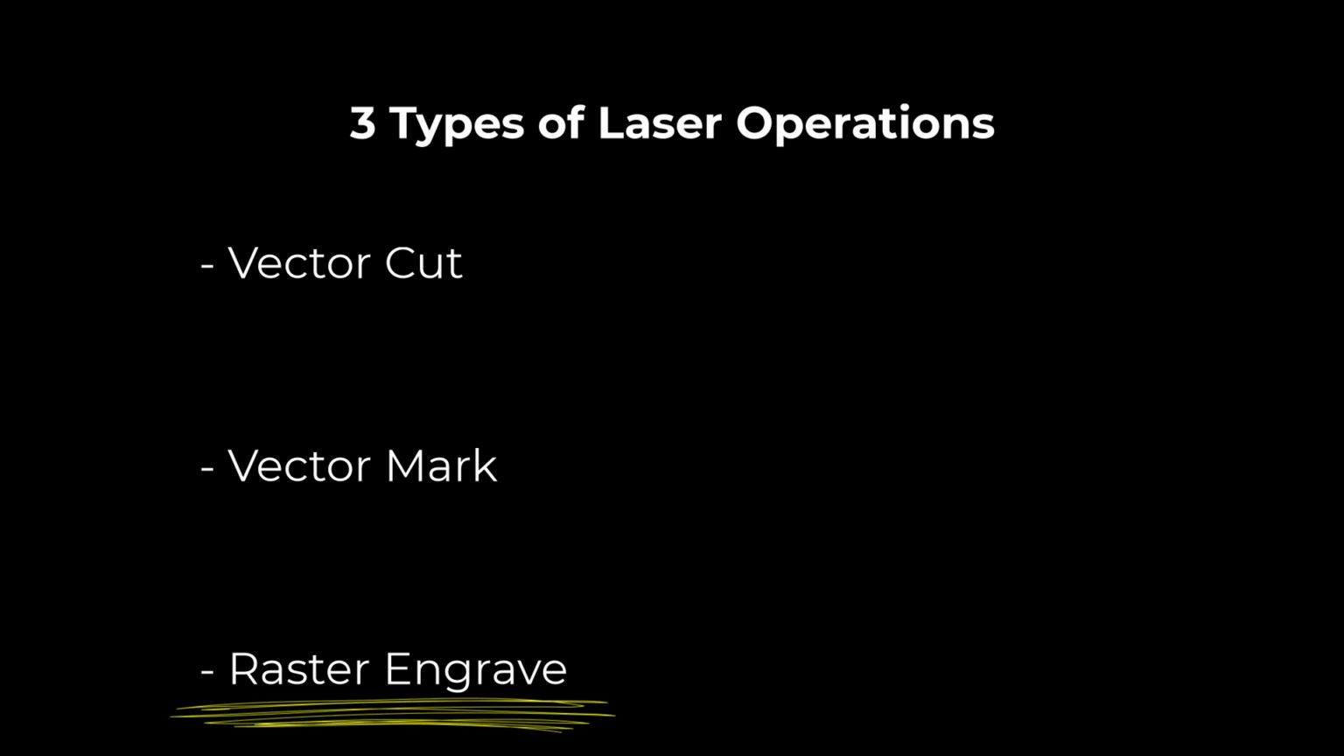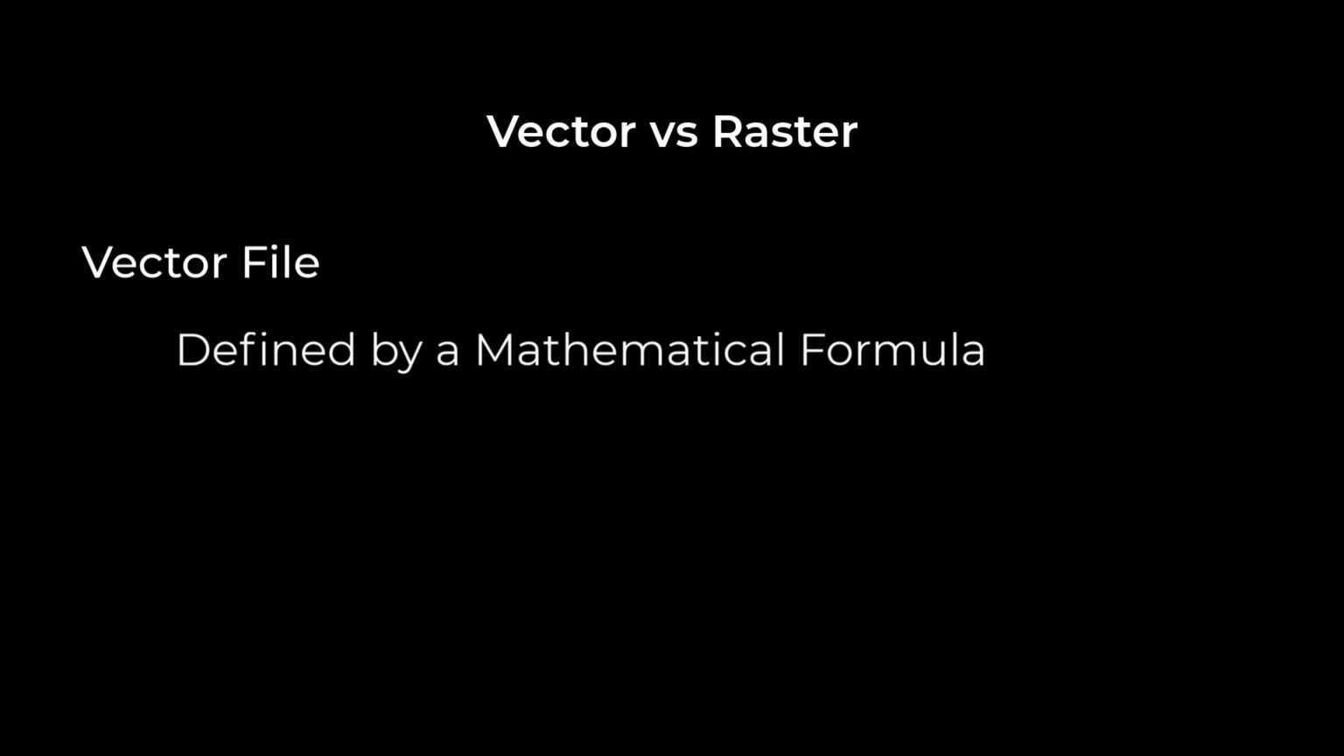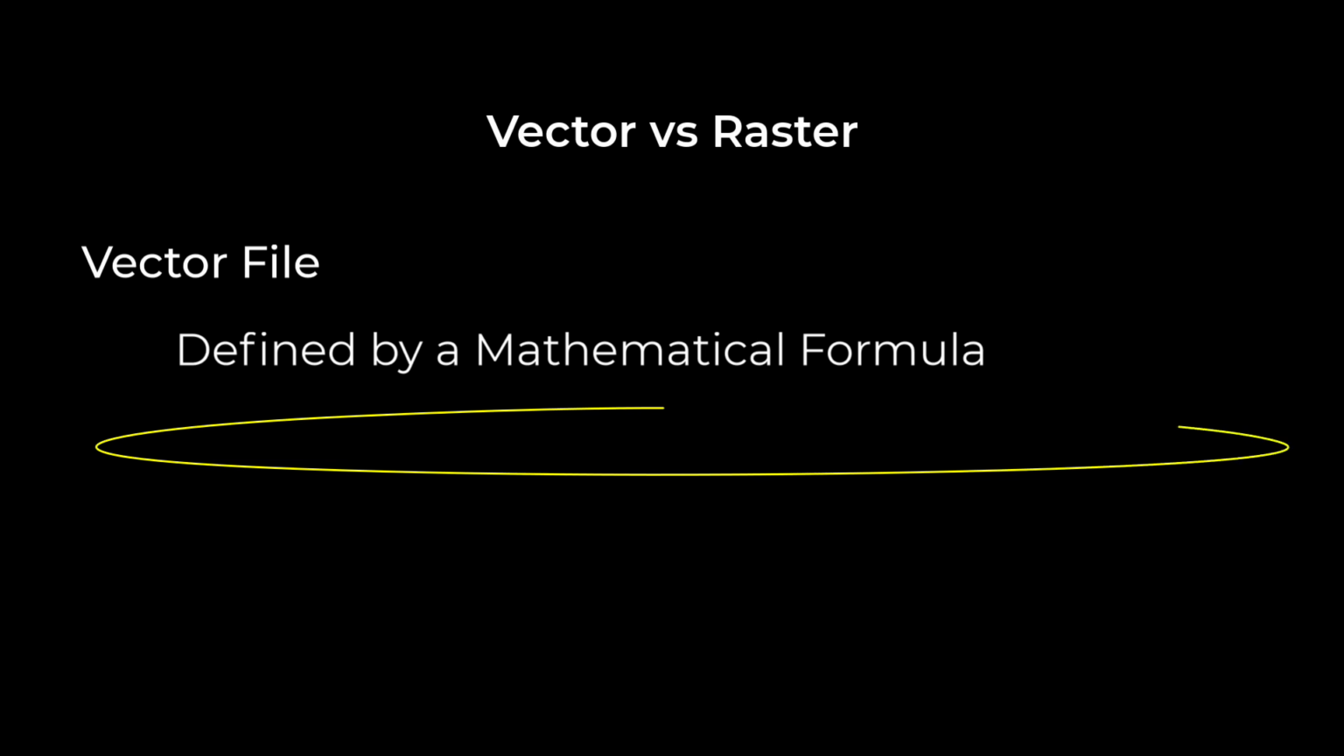Raster engrave is the third type of operation and refers to engraving an image. Now, there's always a bit of confusion between vector marking and raster engraving, so I want to clarify that here. We'll start by discussing the difference between a vector file and a raster file. Vector files and raster files are two common types of digital image files, but they differ in how they store graphics. Vector files are defined by mathematical formulas. This formula describes where the line starts, where it ends, and the path it takes.